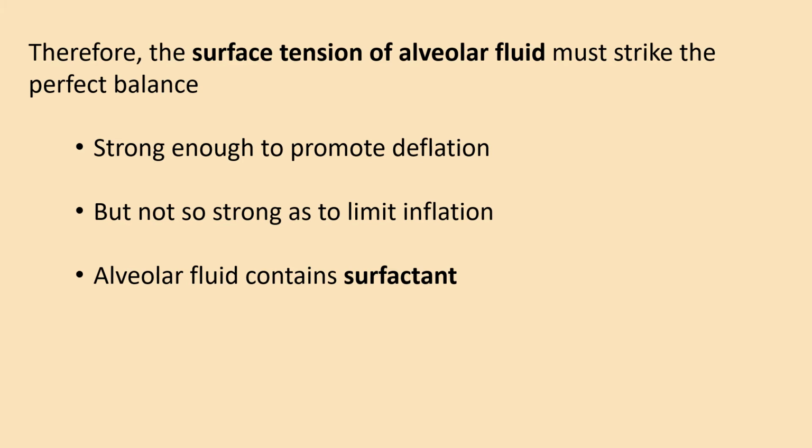And so to achieve that balance, that perfect surface tension that serves both purposes, alveolar fluid contains surfactant. In biology and physiology, we just refer to this stuff as surfactant, but there are surfactants that exist in non-biological contexts, and we use them to reduce surface tension. Your dishwashing detergent, Dawn or Palmolive or whatever you have, contains a surfactant.